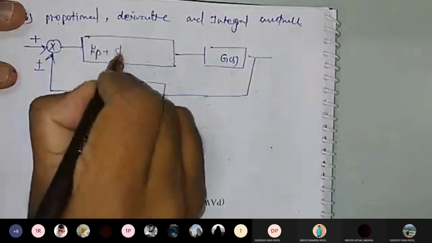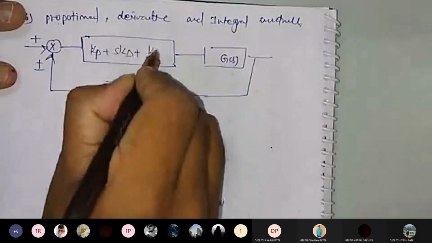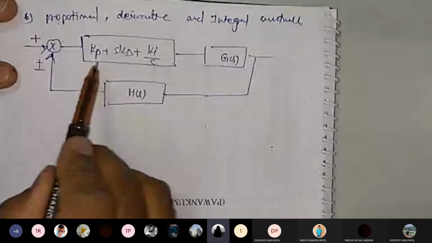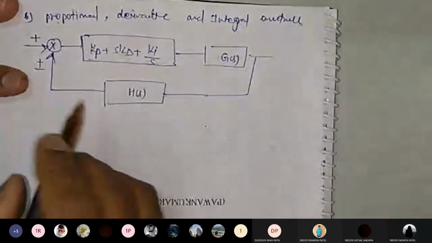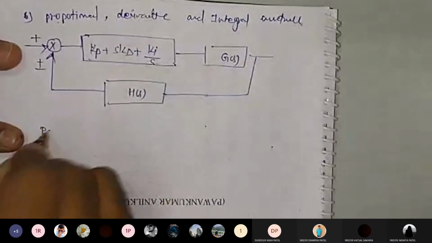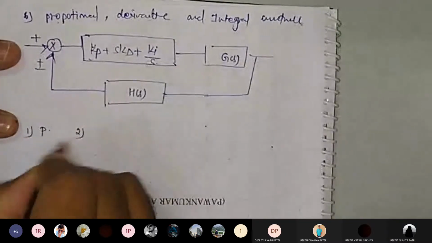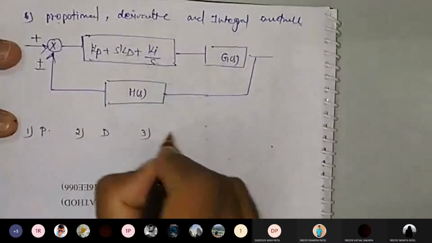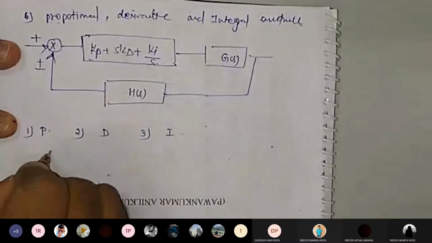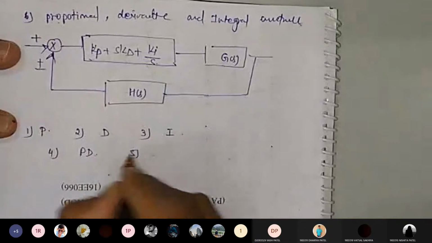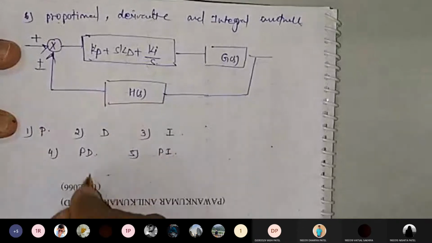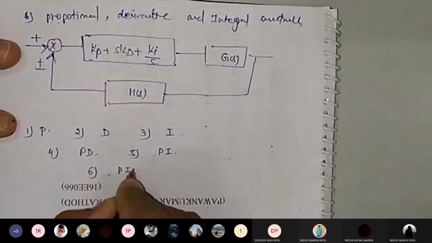Kp plus s Kd plus Ki by s. Okay. Done. So we are having how many controllers? P controller first, second D controller, third I controller, fourth PD controller, fifth PI controller, sixth PID controller.